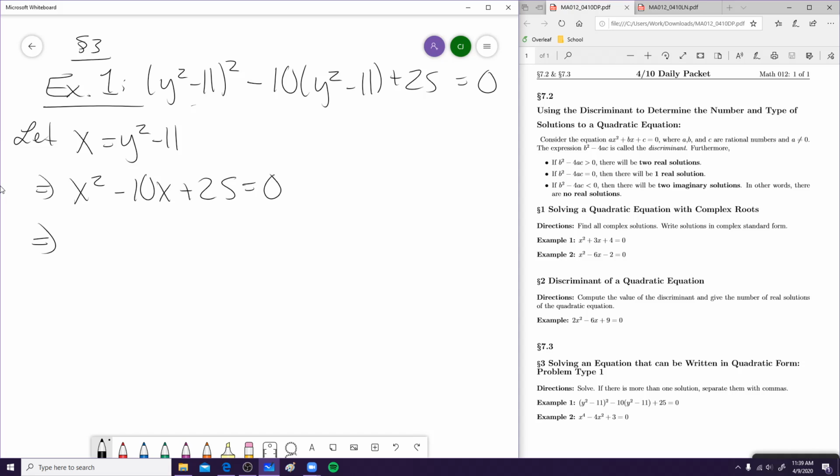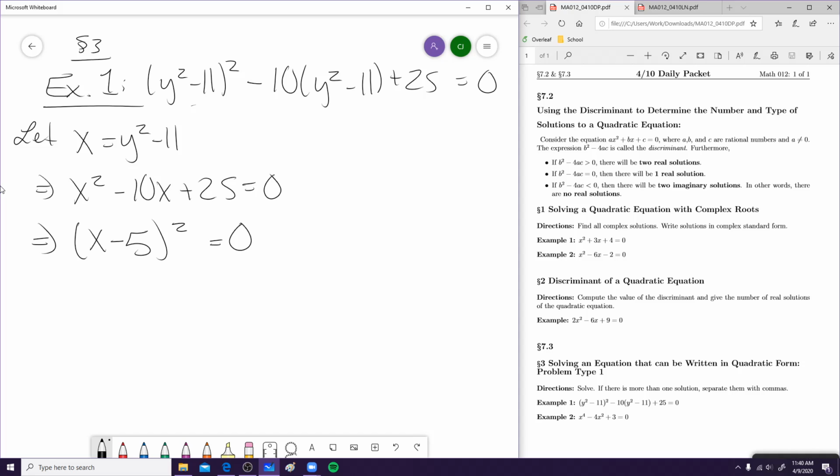So now what am I going to do? I'm just going to solve it like normal. We have x squared minus 10x plus 25. This is ringing some bells for me. This is a perfect square trinomial, because this is a perfect square, this is a perfect square, and when you multiply the 2ab, you will get negative 10x.